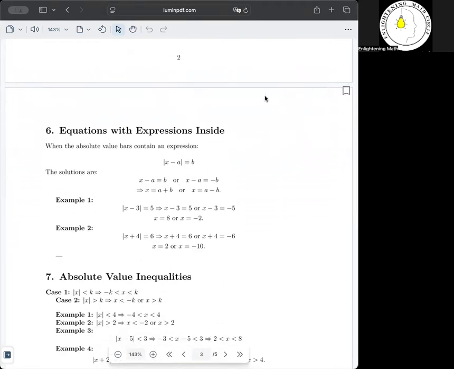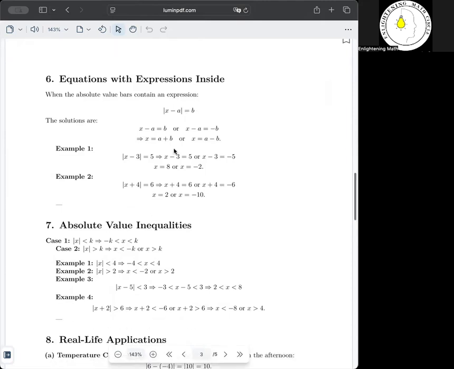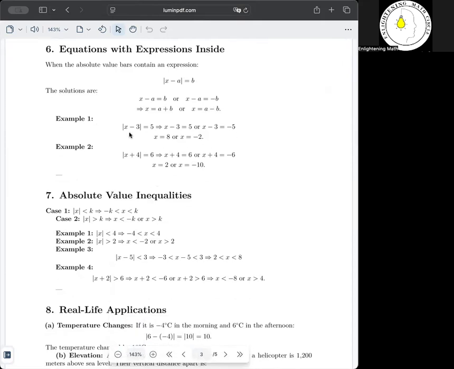So now we have equations with absolute value expressions. If the bars contain an expression, for example, absolute value x minus a equals b, there are two solutions. The first is x minus a equals b, the second is x minus a equals negative b. Then we just simplify and solve. So an example would be absolute value x minus 3 equals 5. So x minus 3 can either equal 5 or x minus 3 can equal negative 5, which means x can either equal 8 or negative 2.